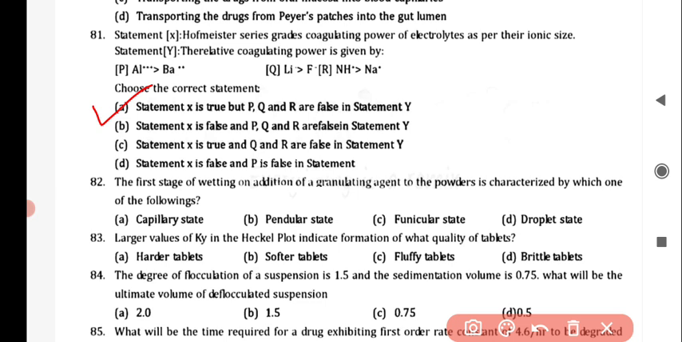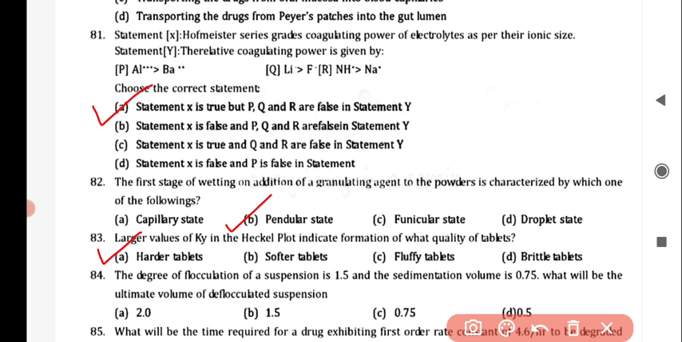Next question is, the first stage of wetting on addition of a granulating agent to the powders is characterized by which one of the following? And the correct answer is option B, pendular state. Next question is, larger values of K in the Heckel plot indicate formation of what quality of tablets? And the correct answer is option A, harder tablets.